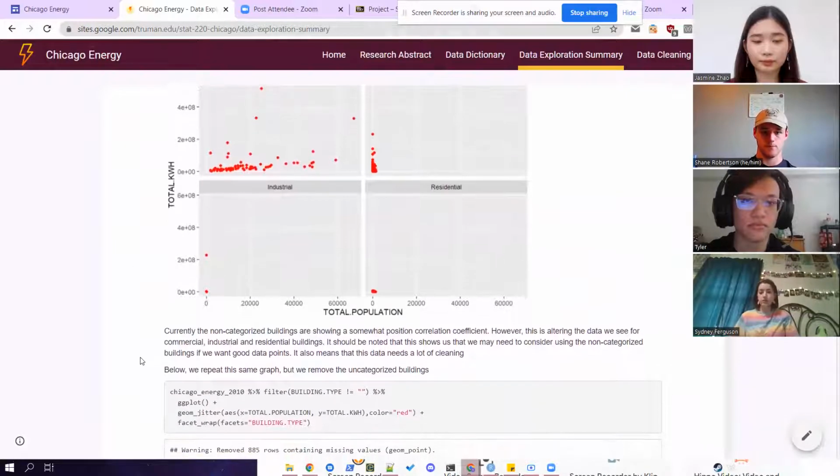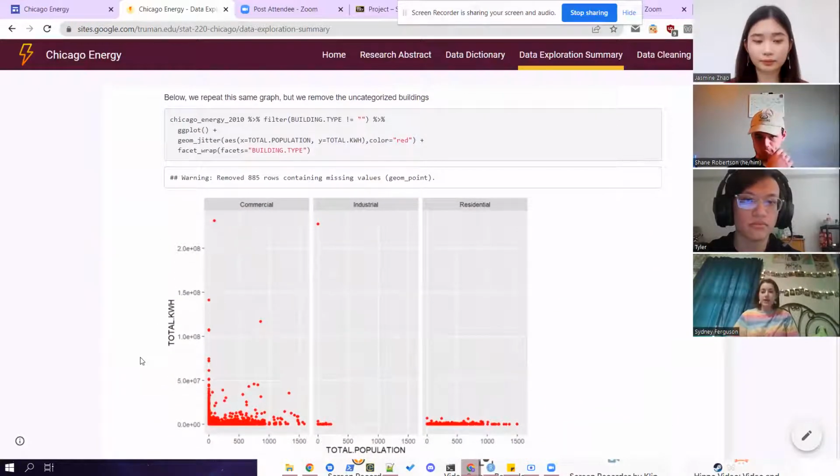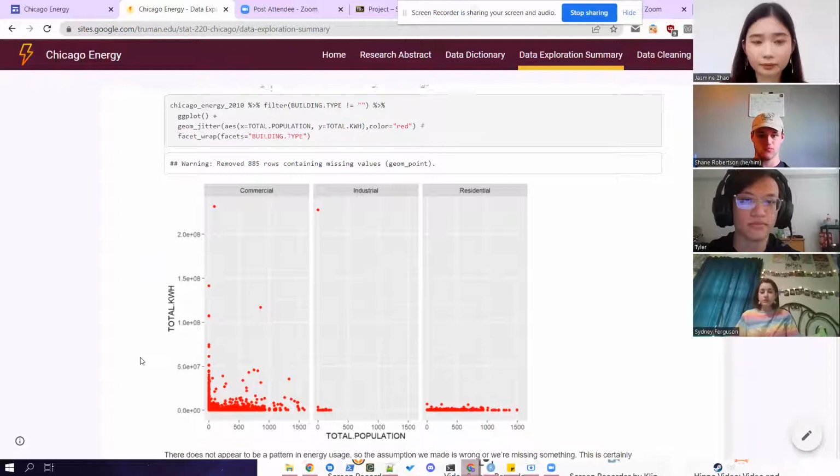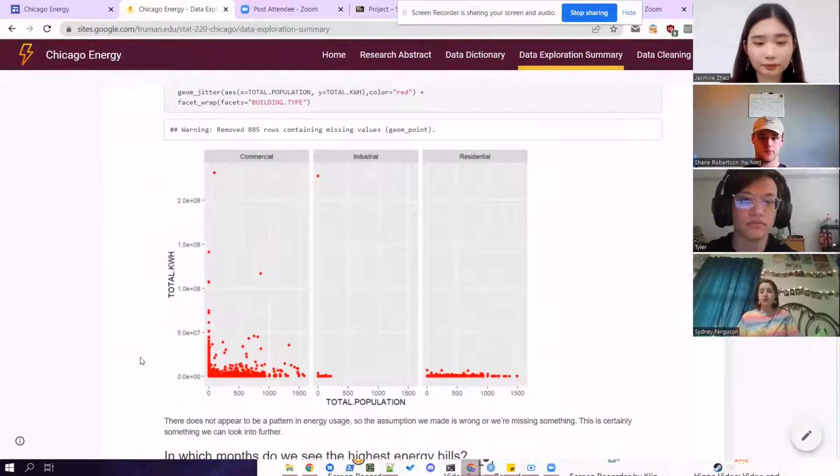So below, we repeat the same graph, but we remove those uncategorized buildings. And from this graph, there does not appear to be a pattern in energy usage. So the assumption we made is wrong, or we're missing something, and this is something that we can look into further.